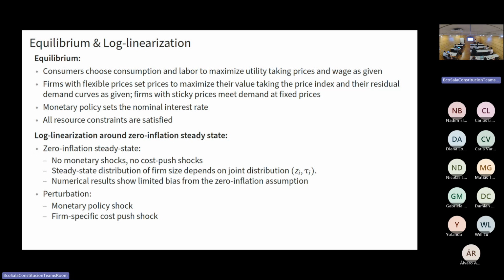Now we show in the paper results that, when you solve this model numerically with inflation in steady state that is not zero, all our results are robust. And then we're going to do a perturbation in which we introduce a monetary policy shock.